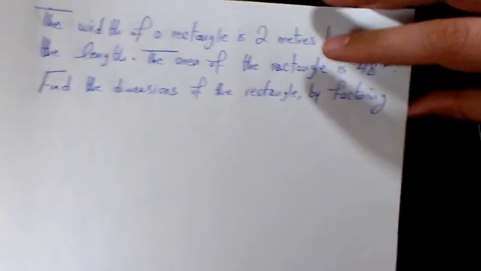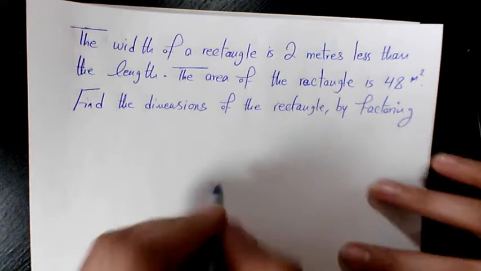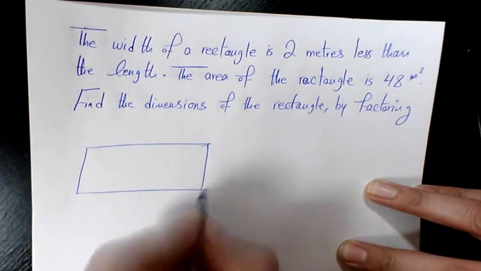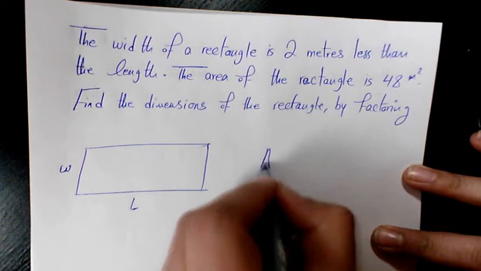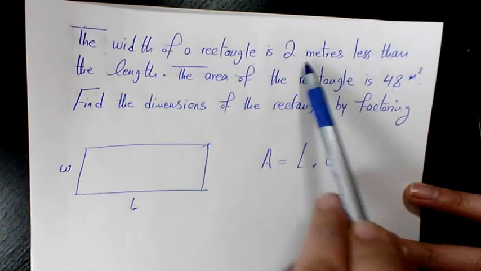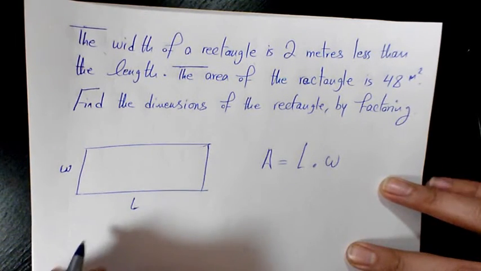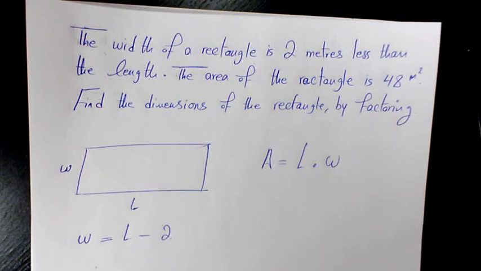Let's look at the next example. It says the width of a rectangle is 2 meters less than the length. The area of the rectangle is 48 square meters. Find the dimensions of the rectangle. So the rectangle is something like this, length and width, and the area of the rectangle is length times width. Here it says the width is 2 meters less than the length. It means that L minus 2 is going to be the width.